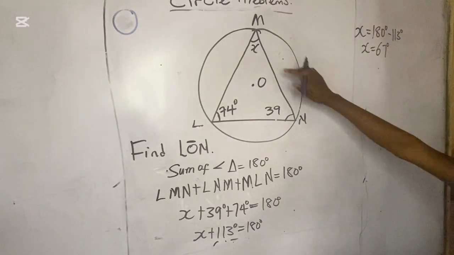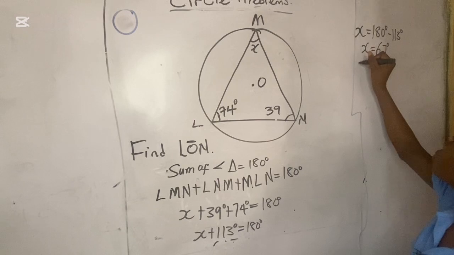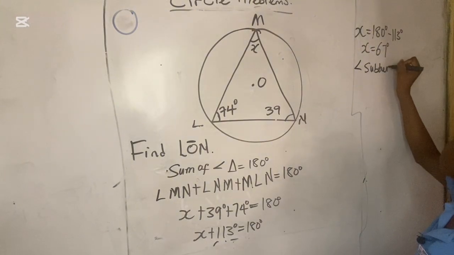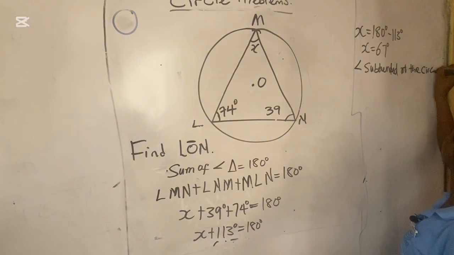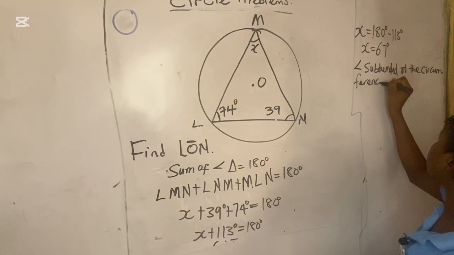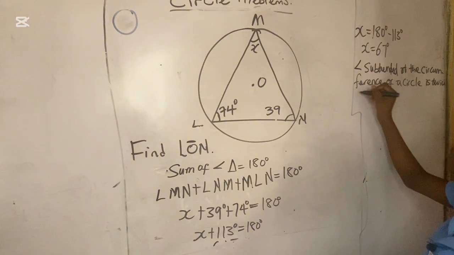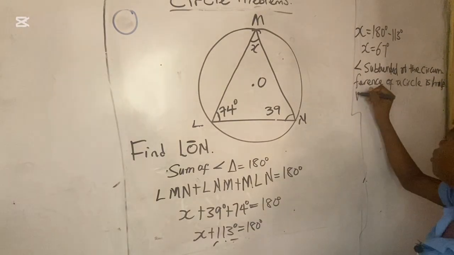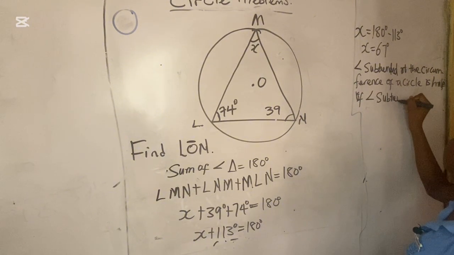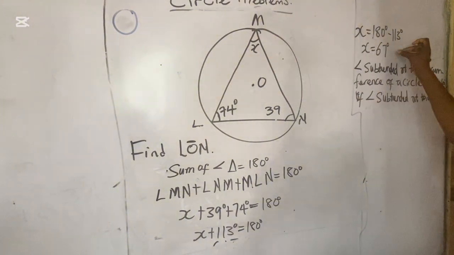But mind you, we're not asked to find M, we're asked to find O. So using the circle theorem, which says the angle subtended at the circumference of a circle is half of the angle subtended at the center. So yeah, we already know our M to be 67 degrees.